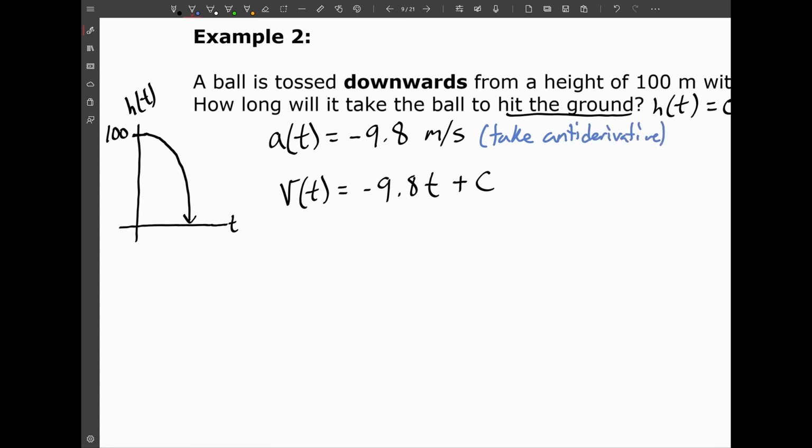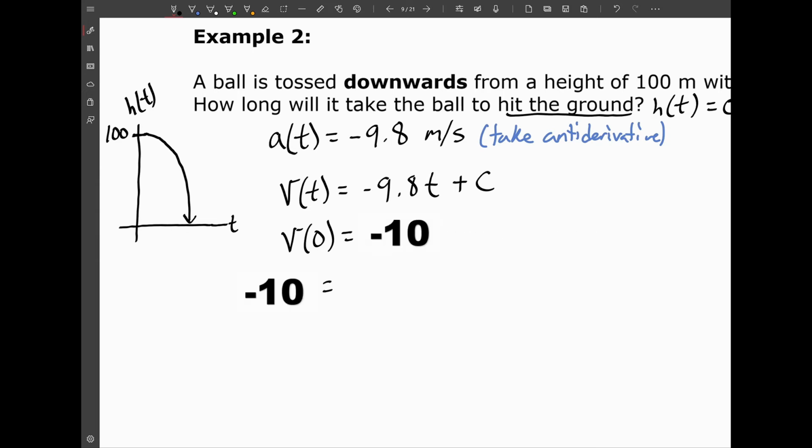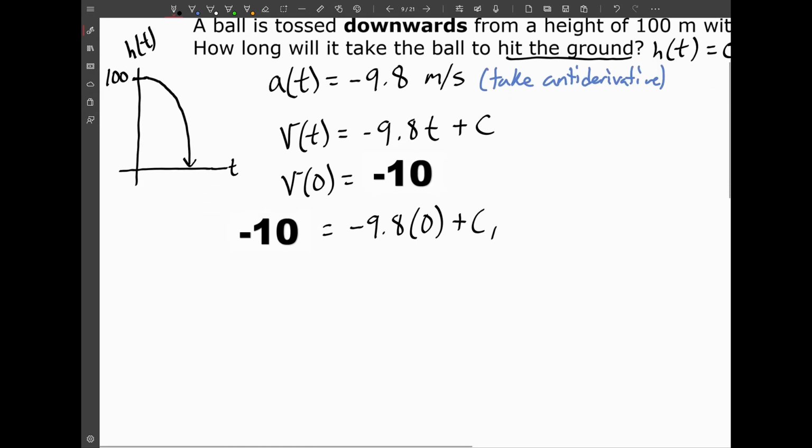So now that I've taken the antiderivative and I've got my velocity, I know that v of 0 is equal to 10. So that means that 10 is equal to negative 9.8 times 0 plus some constant, C1. Do my calculations, and I get C1 must be 10.